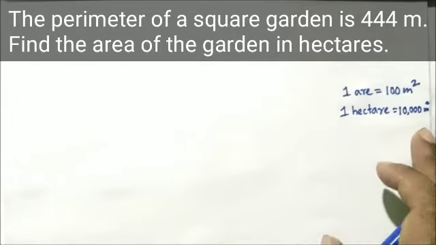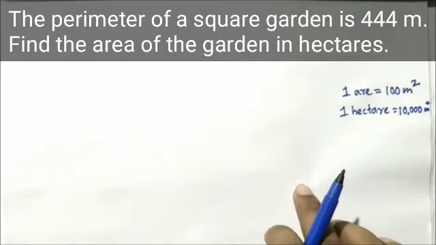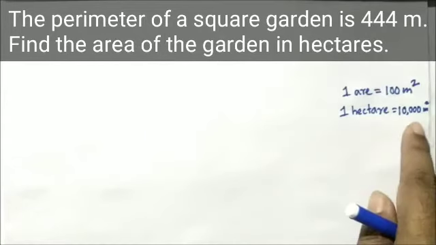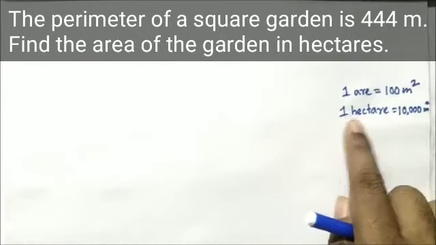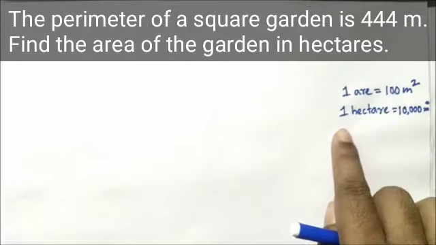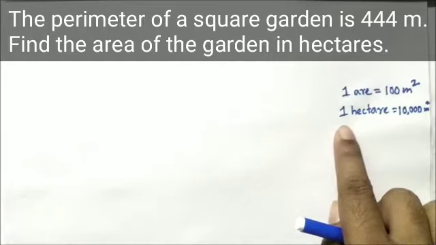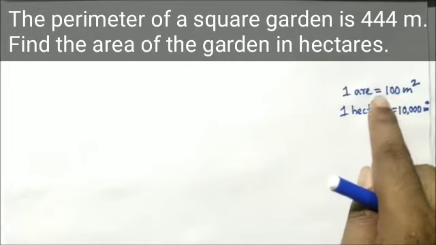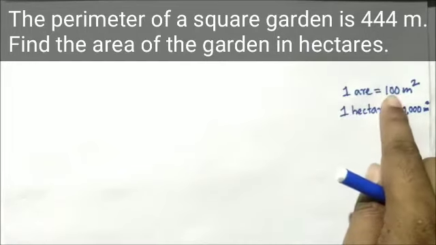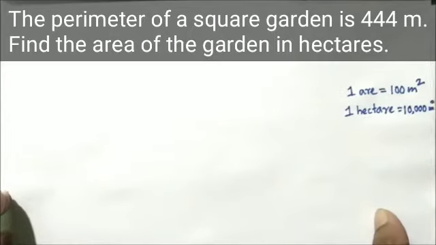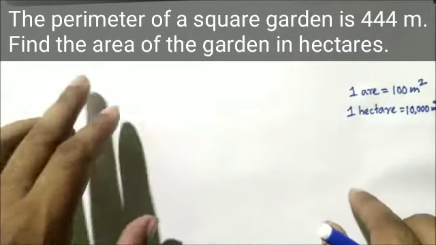Now you tell me, what if we get 20,000 square meter? 10,000 square meter is 1 hectare, but if we get 20,000 square meter, that will be 2 hectare. 30,000 square meter will be 3 hectare. 40,000 square meter, 4 hectare. Similarly 200 square meter is 2 are, 300 square meter is 3 are, 400 square meter is 4 are. Now let us try to solve the question here.